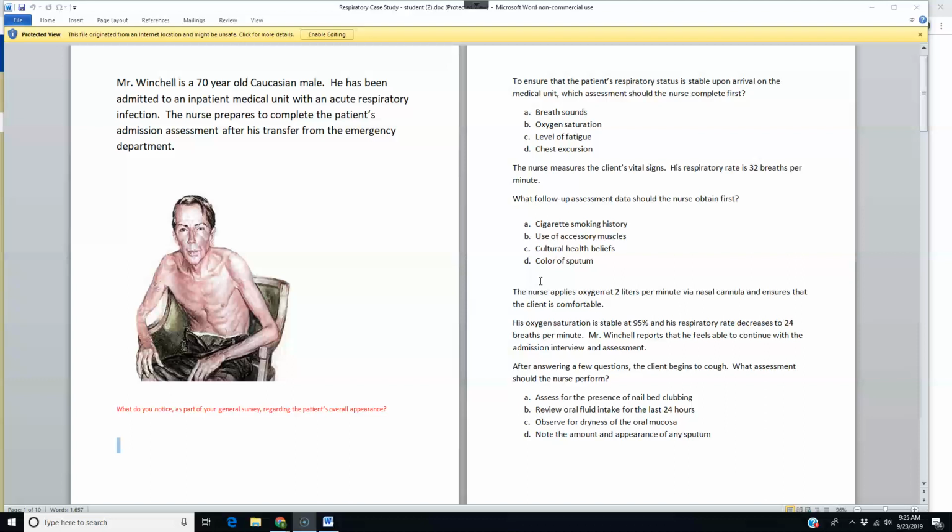We know he has a cigarette smoking history. We read his history, and we know that his emphysema is due to the fact that he smoked 2 packs or 3 packs of cigarettes for the last 40 years. Cultural health beliefs are not going to affect how fast he's breathing, and the color of sputum is not significant right at this moment. Yes, it could indicate what type of problem the patient has, but for now, we really want to look at how much of those accessory muscles your patient is using to breathe, okay?